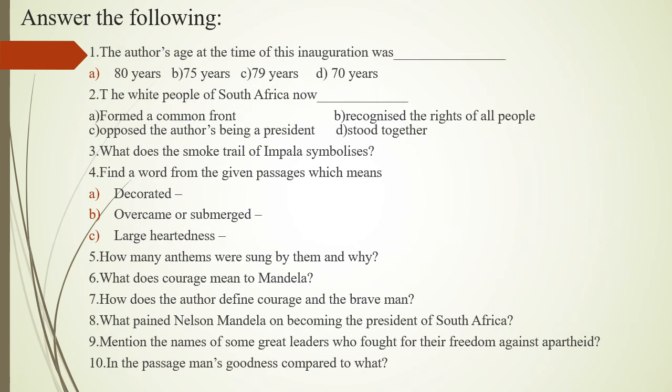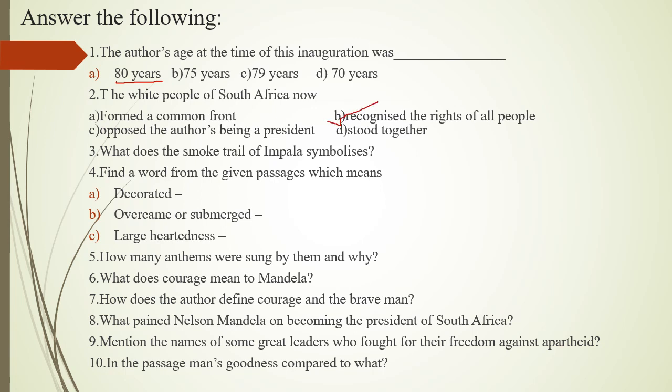After learning the passage from page number 19 to 21, you have a few questions to test yourself. The first question: the author's age at the time of this inauguration was 80 years, 75 years, 79 years, 70 years. Answer is 80 years. Second question: the white people of South Africa now dash formed a common front, recognized the rights of all people, opposed the author's being a president, stood together. The answer is: recognized the rights of all people.